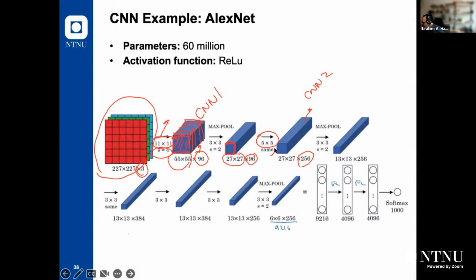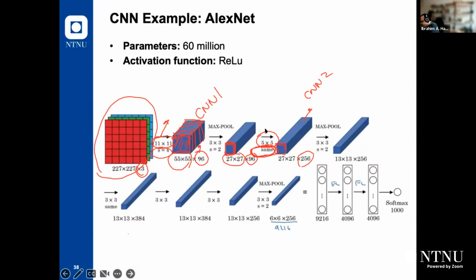First, we use the zero padding. It's called same. When we apply zero padding equal to same, it means the height and width of the feature map will be the same. It will be 27 times 27 as this one. So we didn't shrink because we used zero padding.